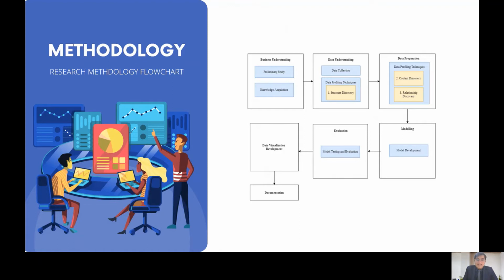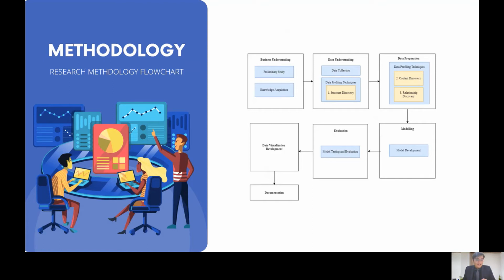The methodology. This is the research methodology flowchart. First we begin with business understanding, which consists of preliminary study and knowledge acquisition. Next we go to data understanding, which is data collection, and the first of the data profiling techniques is embedded inside data understanding, which is structure discovery. Next, we move to data preparation.